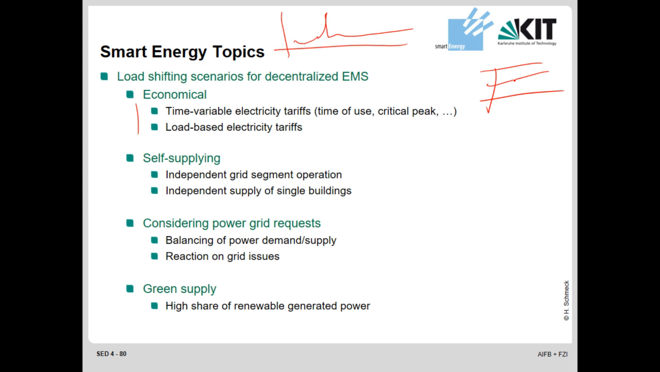For the first kilowatt, just 30 cents, and then the next kilowatt, you have to pay 60 cents or something like that. Okay, then self-supply is important. Self-supply, self-consumption.